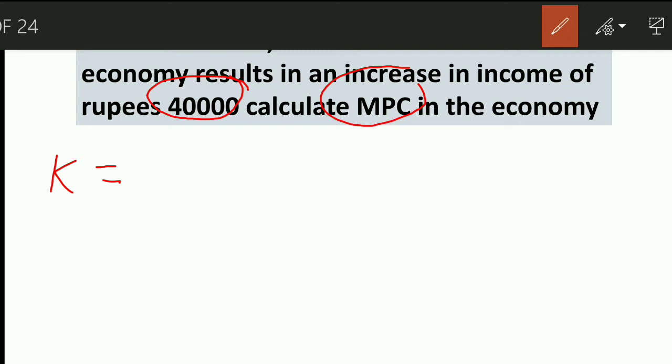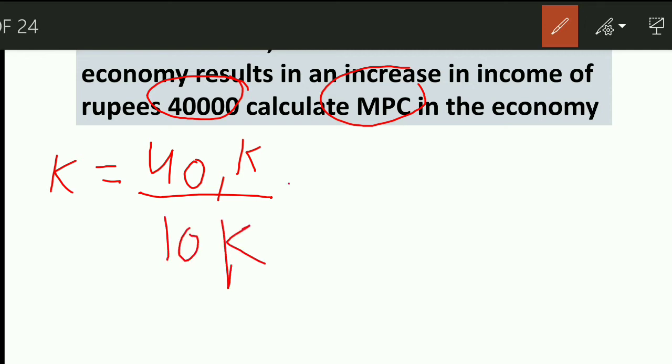First of all, you will find K. The value of multiplier will be change in income upon change in investment. Change in income is 40,000, that is 40K, and the change in investment is 10,000. So you will get your multiplier as 4. Over here K means 1000, I have written in terms of YouTube views. So we will get it as 4.